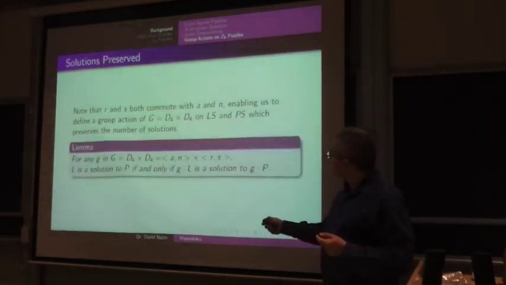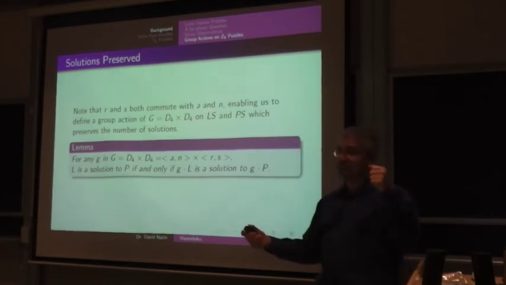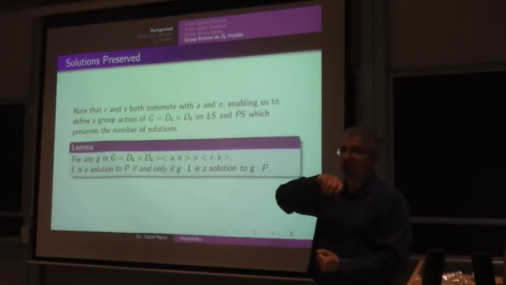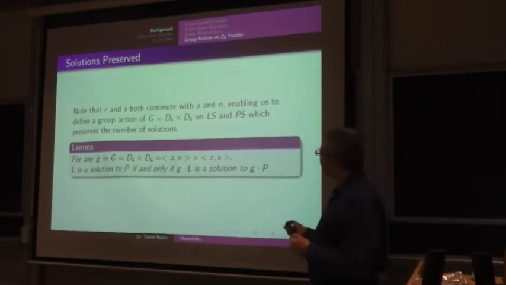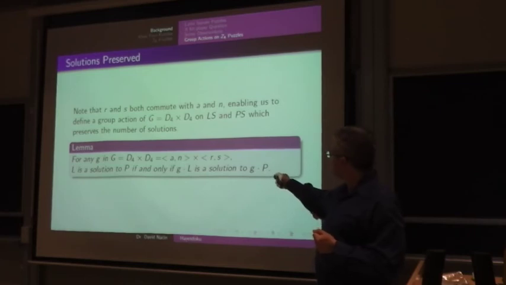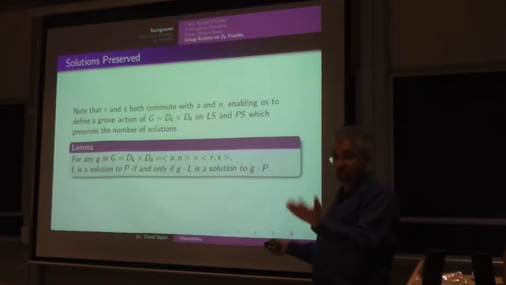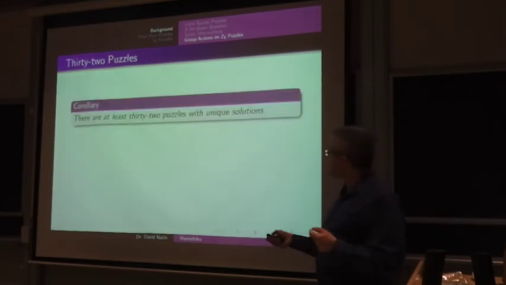Now, even though the R and S don't commute with each other and the A and N don't commute with each other, it doesn't matter if I rotate and add, or add and rotate, or if I add and reflect, or reflect and add. So the things in this D4 commute with the things in this D4. So we have a direct product of D4 and D4 acting on the puzzles and squares, which maps solutions to solutions and preserves the number of solutions. So from this we can now show that there's at least 32 puzzles with unique solutions.